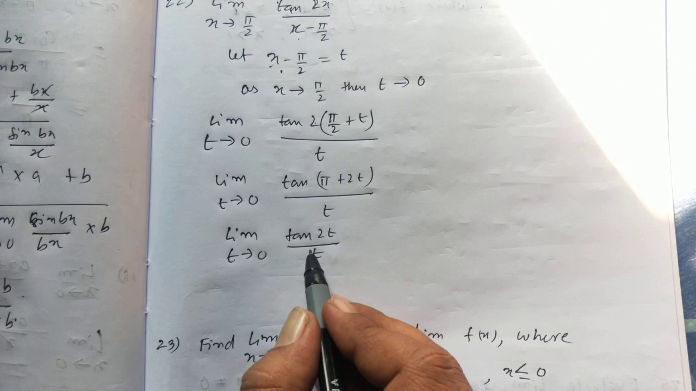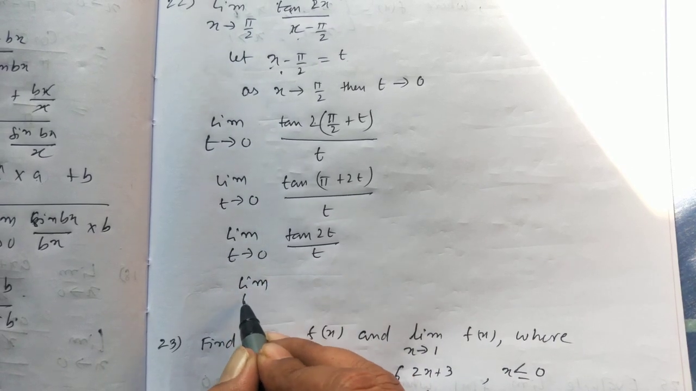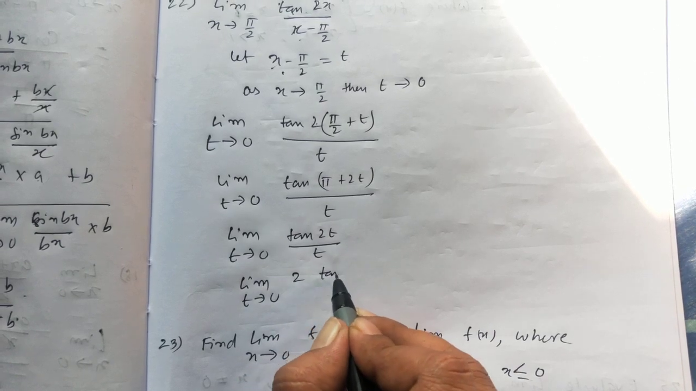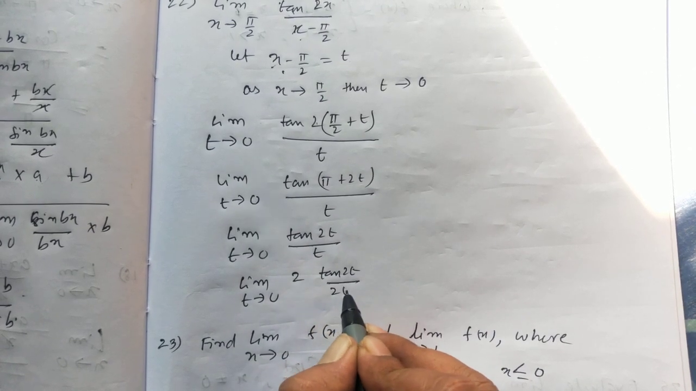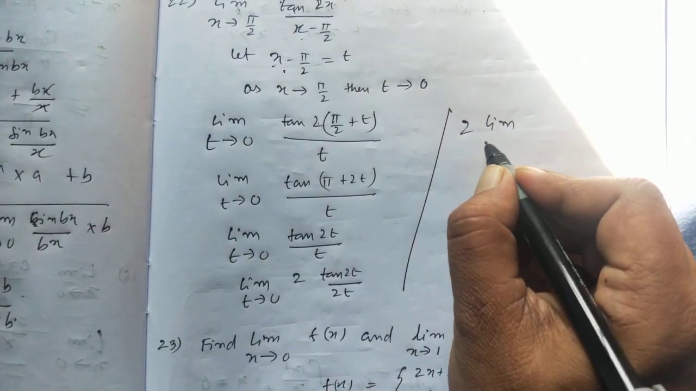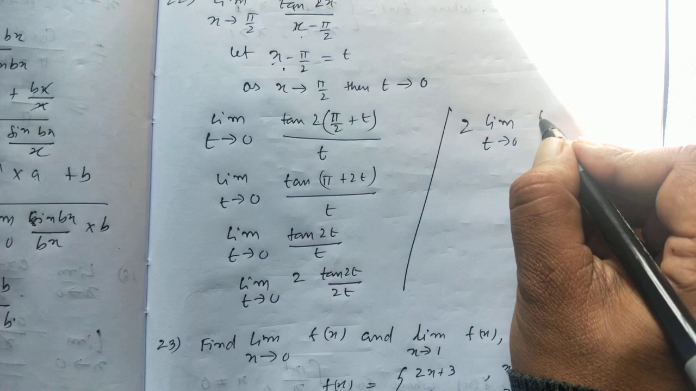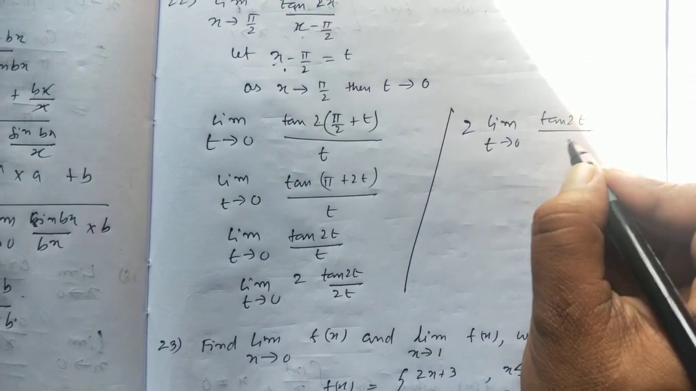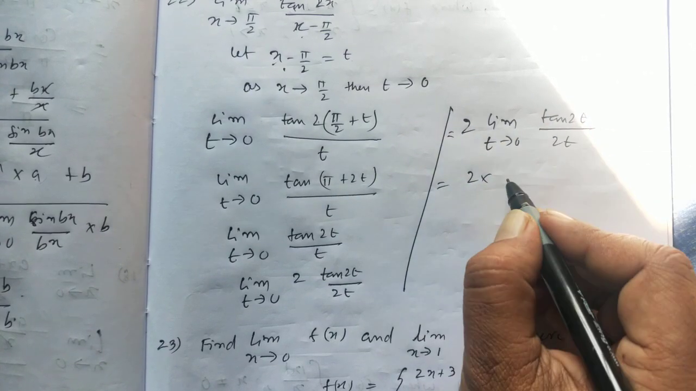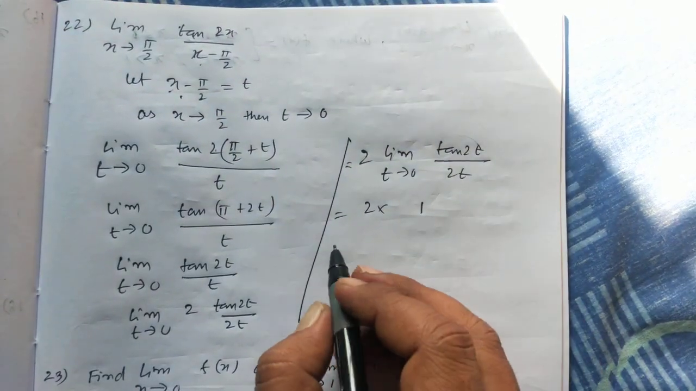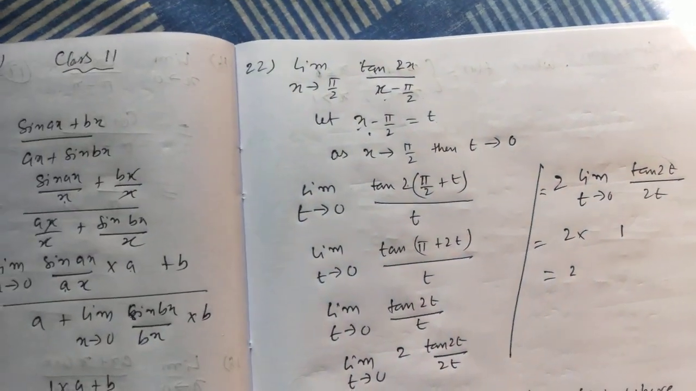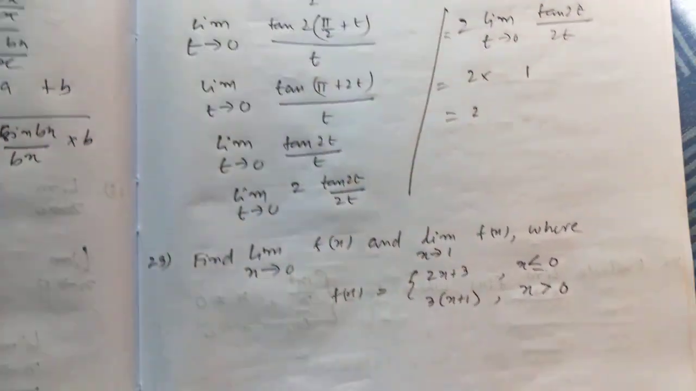Now I need limit t tends to 0. If I multiply by 2, 2t will come. You can take 2 outside. Limit t tends to 0, then 2t by 2t. The value of this is 1. So you'll get 2 into 1, that is 2. Let's do this.